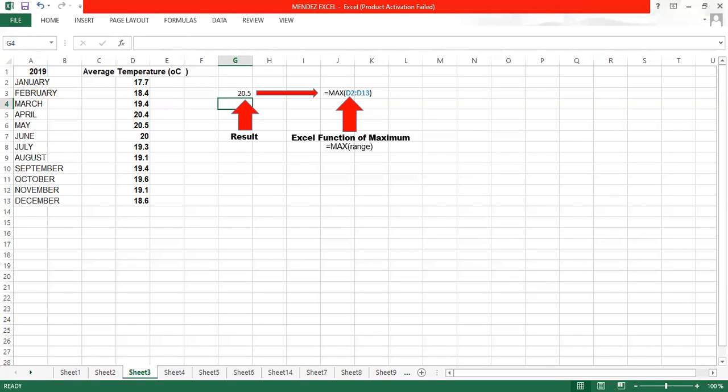I will show you the actual computation. Okay, let's assume that we don't know yet the result. Now, let's type equals MAX open parenthesis and our range is D2 to D13, then close parenthesis, then press enter. So the result is 20.5.